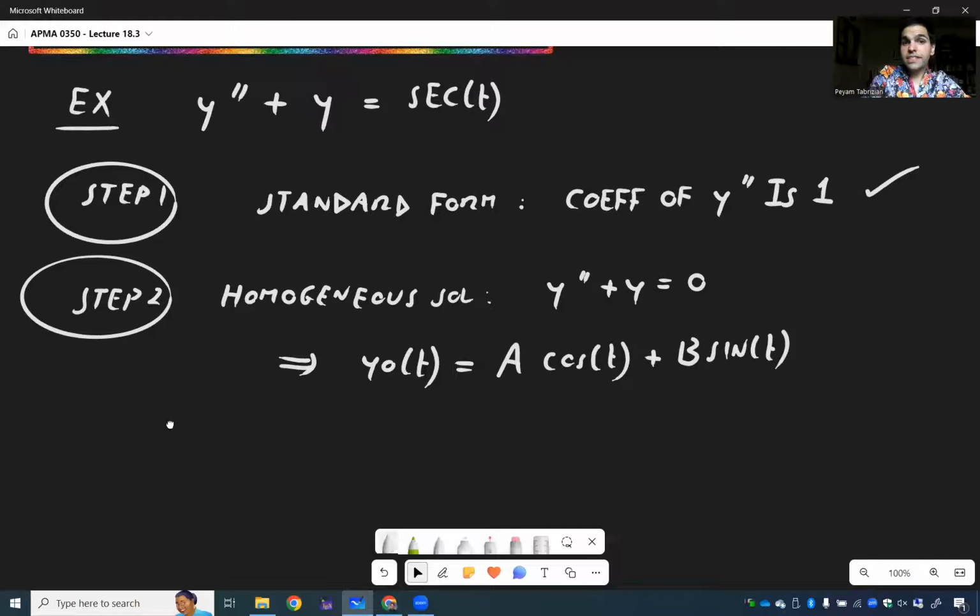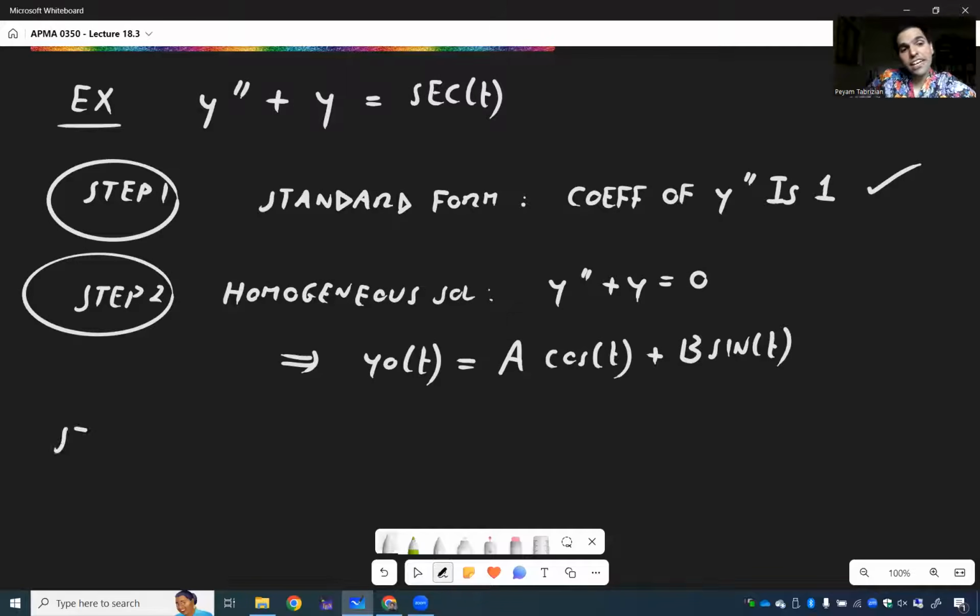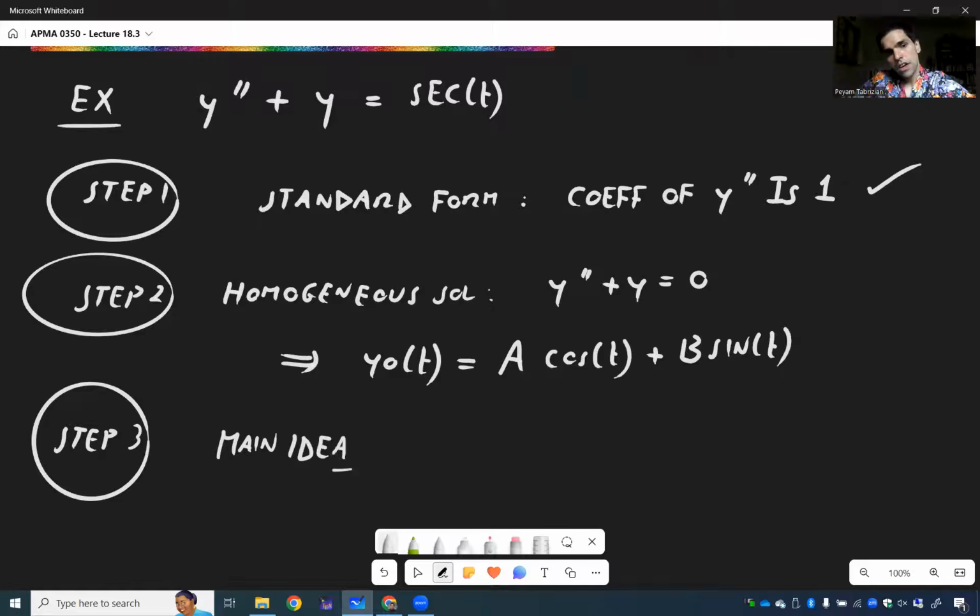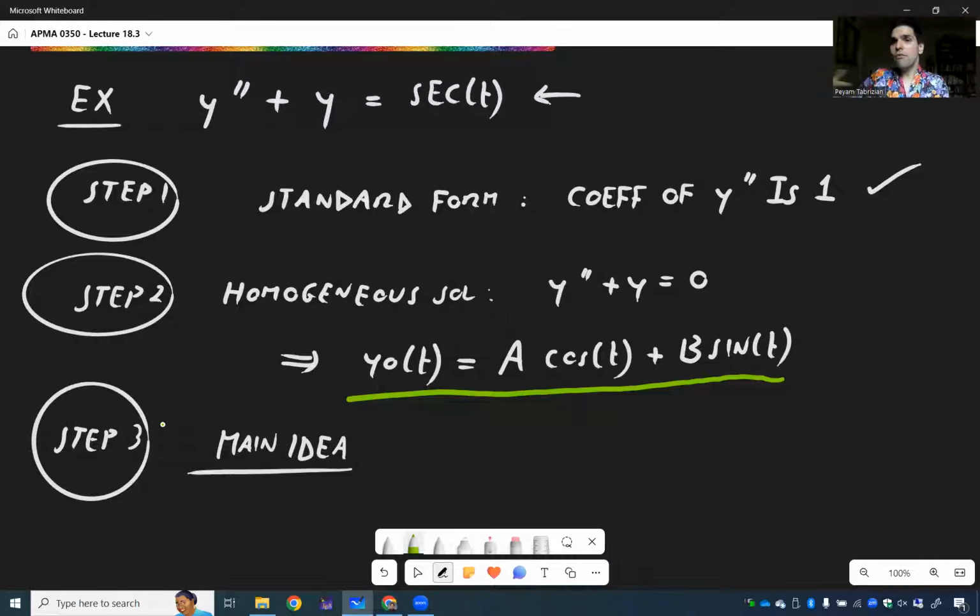Now, what's the idea behind variation of parameters? So here's the main idea. For undetermined coefficients, we guessed our solution to be the same form of the right-hand side. Here, we do not do this. Instead, the idea behind variation of parameters is guess your solution to be the same form as a homogeneous solution. Think of y0 as a building block, and we say, okay, maybe the particular solution looks sort of the same way.